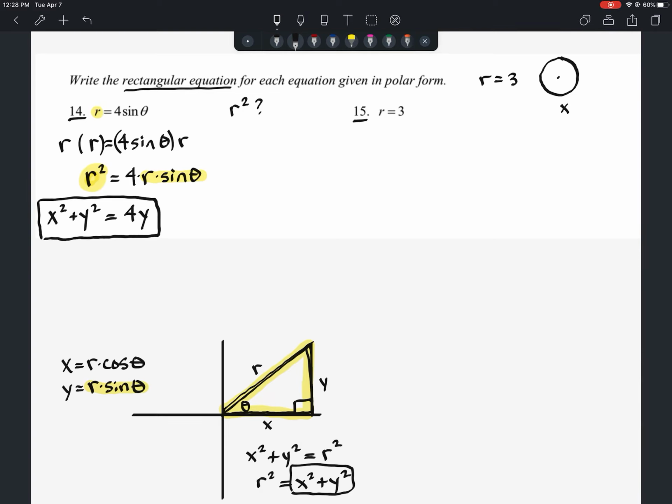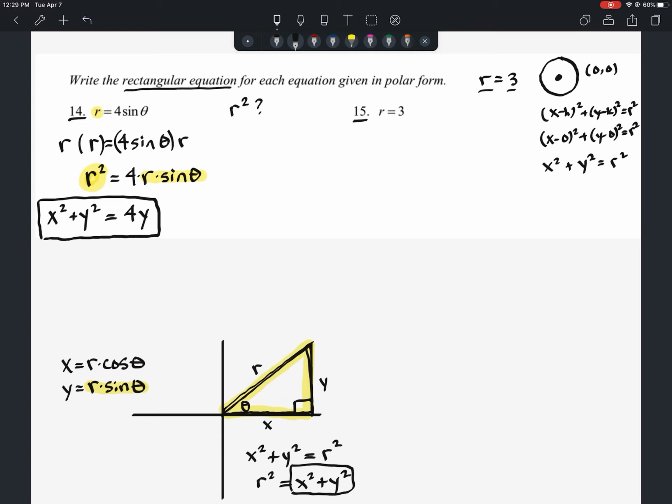Remember, our rectangular equation is like x minus h squared plus y minus k squared is equal to r squared. So how can we do this? Let's think about what the center of this circle is going to be. It's 0, 0. So if we substitute that in, it's x minus 0 squared plus y minus 0 squared equals r squared. So now we've got x squared plus y squared equals r squared.